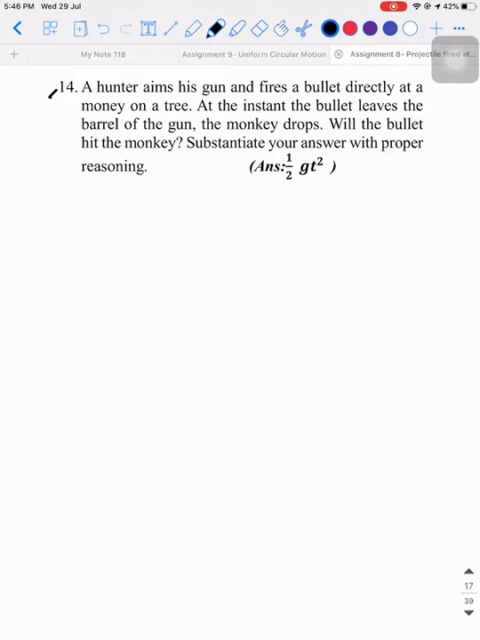See, actually you cannot say anything because there are so many unknowns, sir. Yeah, there are so many. So the hunter aims and fires. So the answer is half g t square. Substantiate your answer with proper reasoning.